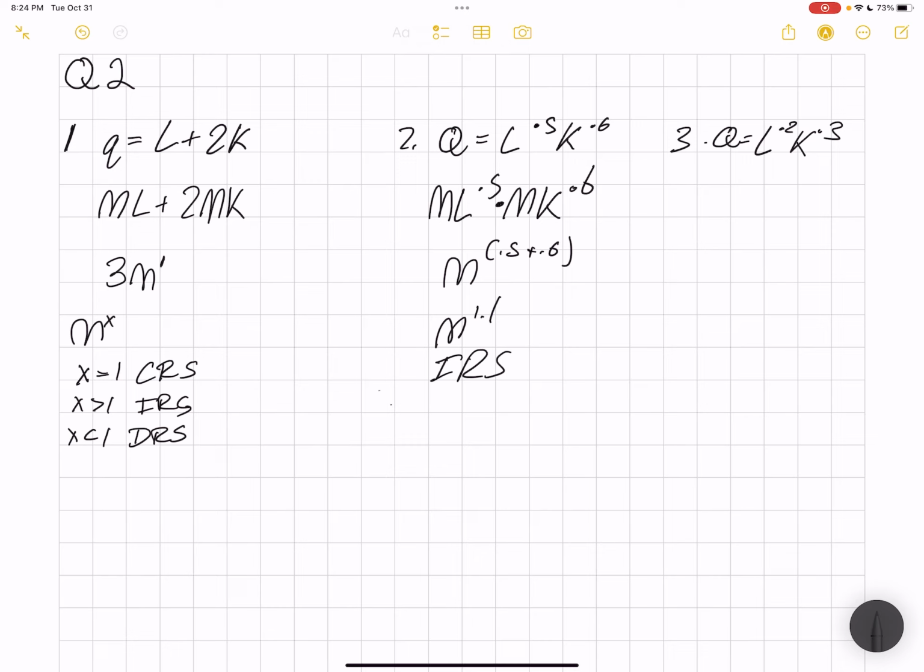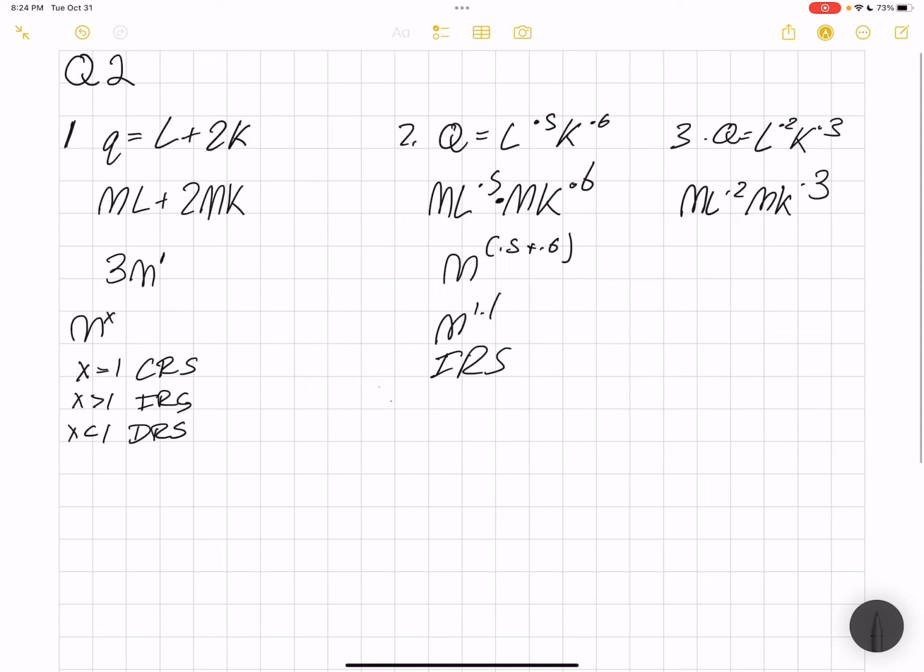So for question 3, we have L to the 0.2, K to the 0.3. So M L to the 0.2, M K to the 0.3. And we can do the same as we did over here. So we've got M to the 0.2 plus 0.3, which is 0.5. So this is M to the 0.5, and that is less than 1, so we have decreasing returns to scale.